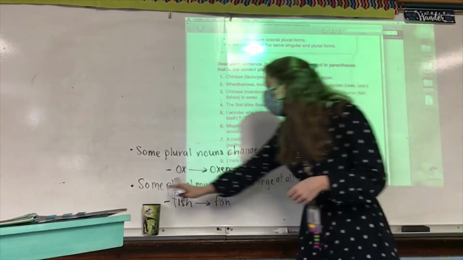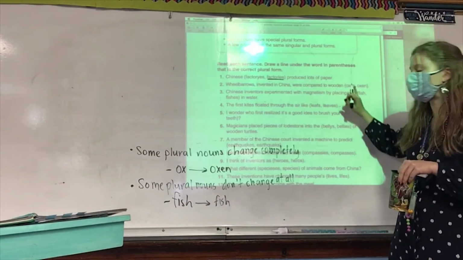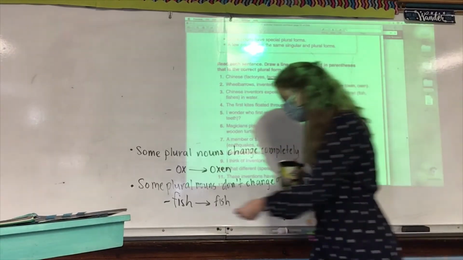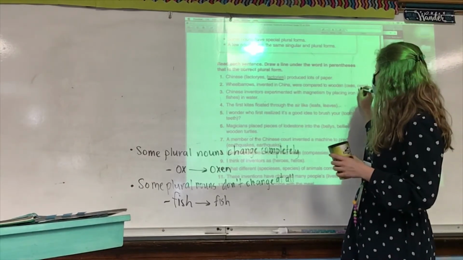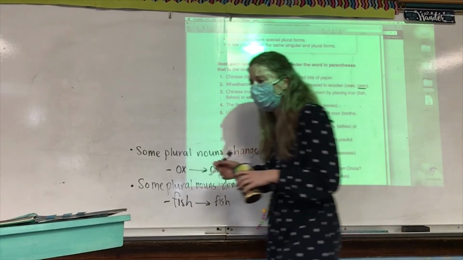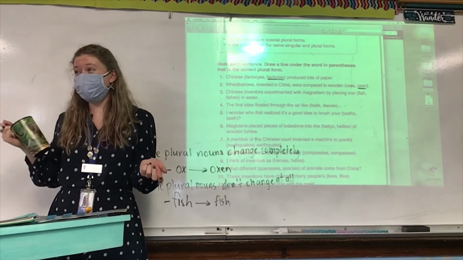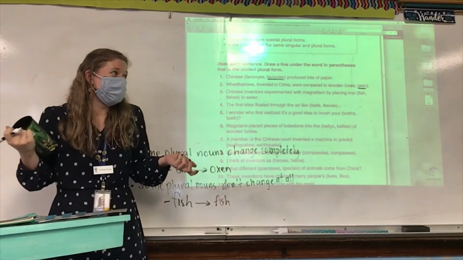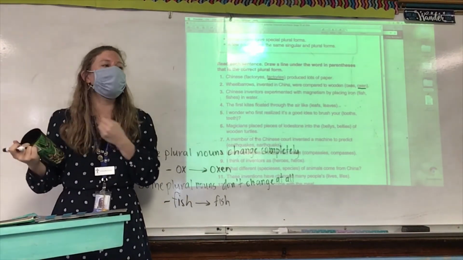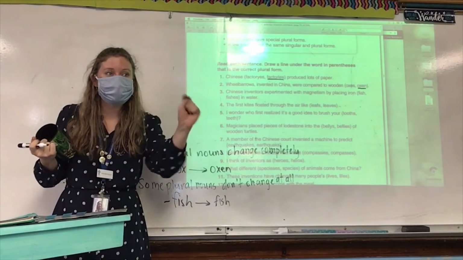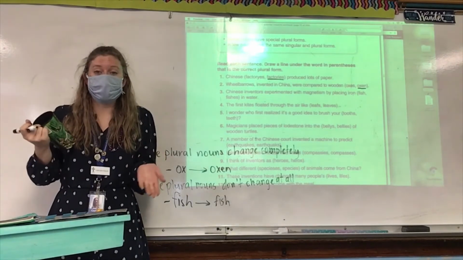Very good. Number 2, wheelbarrows invented in China were compared to wooden, is it oxes or oxen? Victoria? Oxen. So we're going to underline oxen. Now, is there any rule we can follow to figure that out? No. We just have to memorize it, because yes, some words do change completely. Is there a rule that says this type of word changes completely? No. So we just have to memorize.